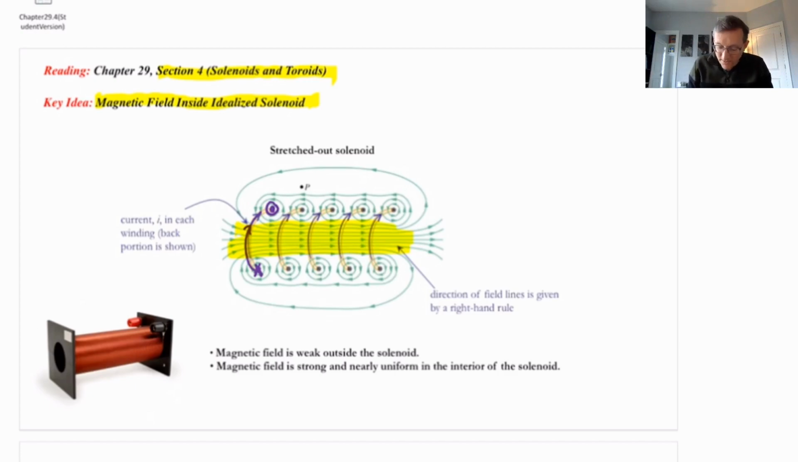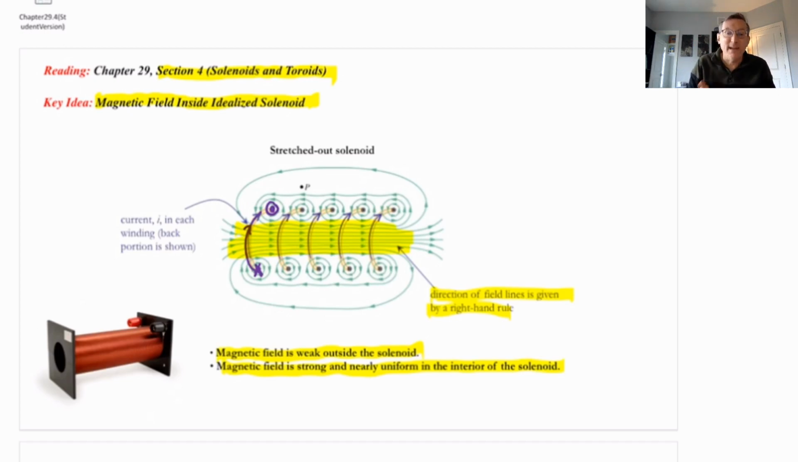Okay, so those are the things we observed just from the field line drawing. The magnetic field is weak outside the solenoid. The magnetic field is strong and nearly uniform in the interior. And the direction of those field lines and of the field is given by yet another variation on the right-hand rule, just a shortcut way to figure out the direction.